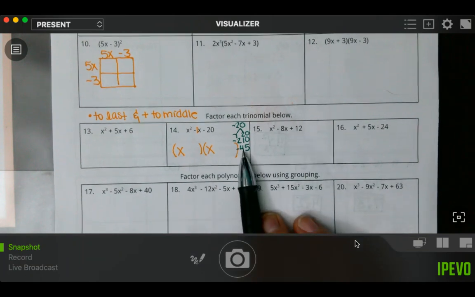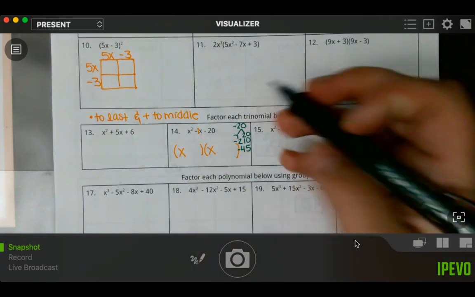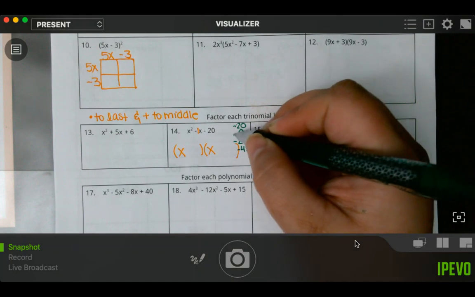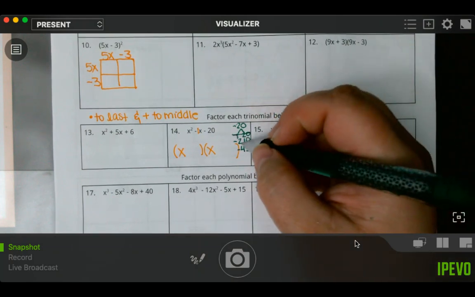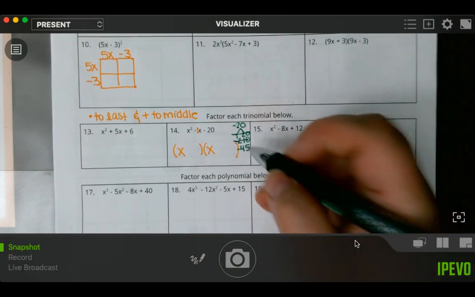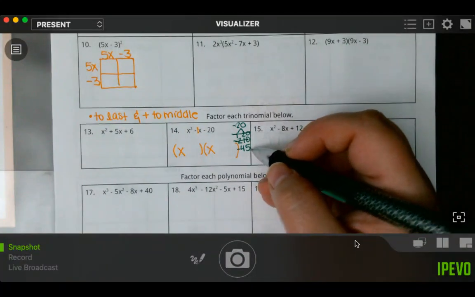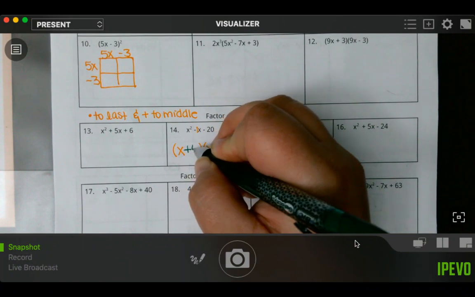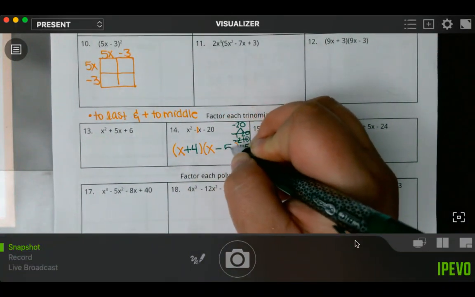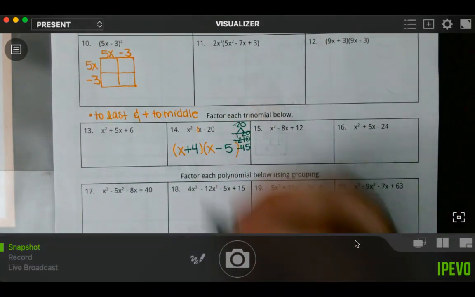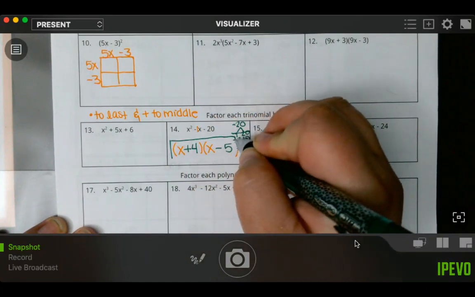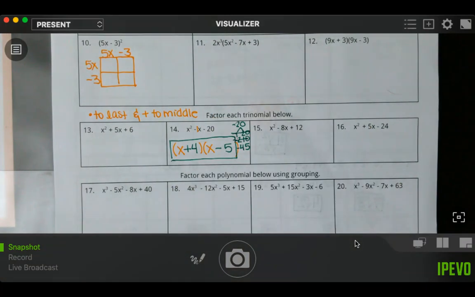We want one that adds to negative 1. Negative 1 and 20 makes 19. Negative 2 and 10 makes 8. And negative 4 and 5 makes 1. We want negative 1, so all I have to do is make the 4 positive and the 5 negative. And that right there is my answer.